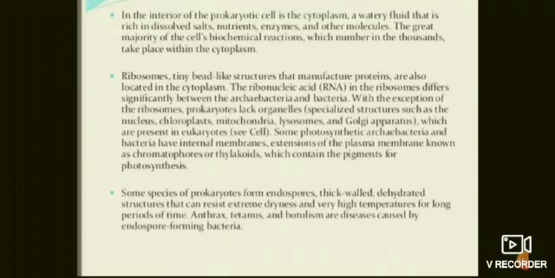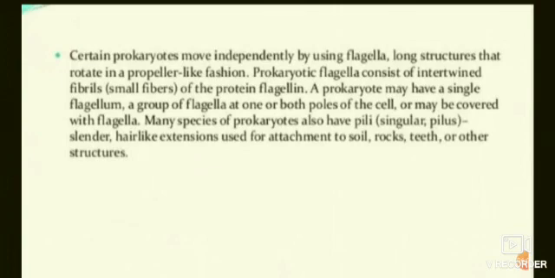Some species of the prokaryotes form endospores, thick-walled, dehydrated structure that can resist extreme dryness and very high temperature for long period of time. Anthrax, tetanus, botulism, these are the diseases caused by endospore forming bacteria. Certain prokaryotes move independently by using flagella. Here in the diagram I already discussed the flagella.